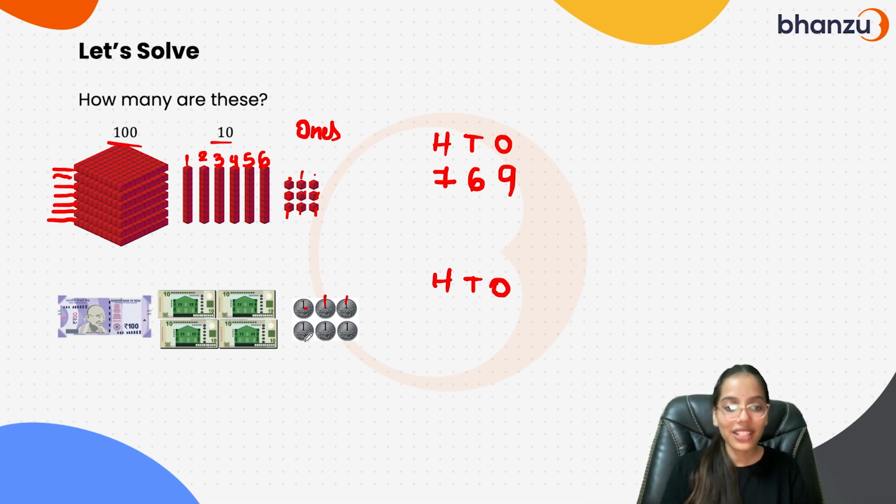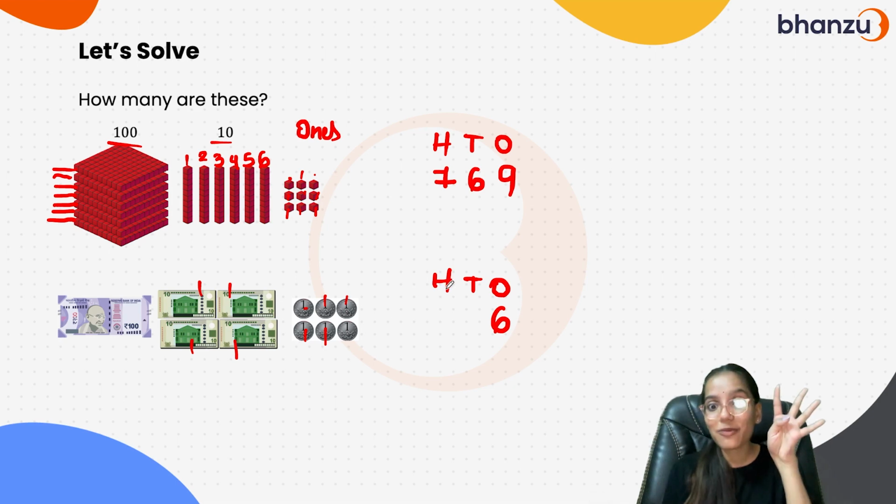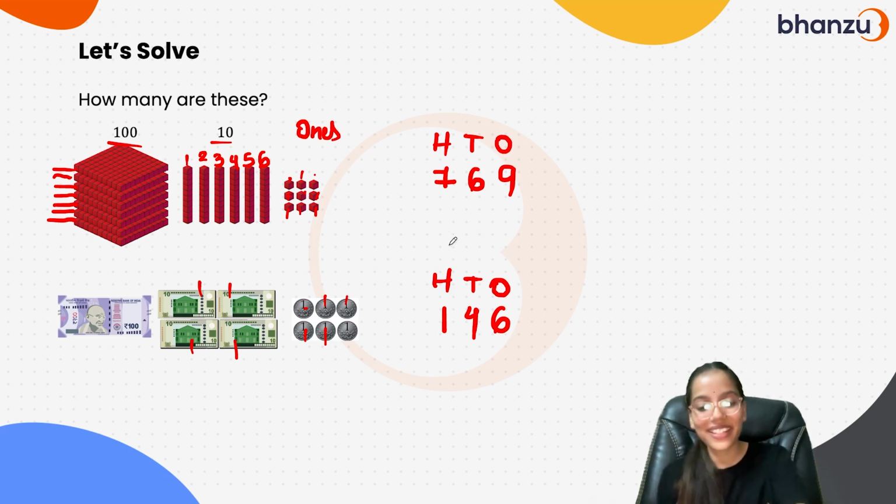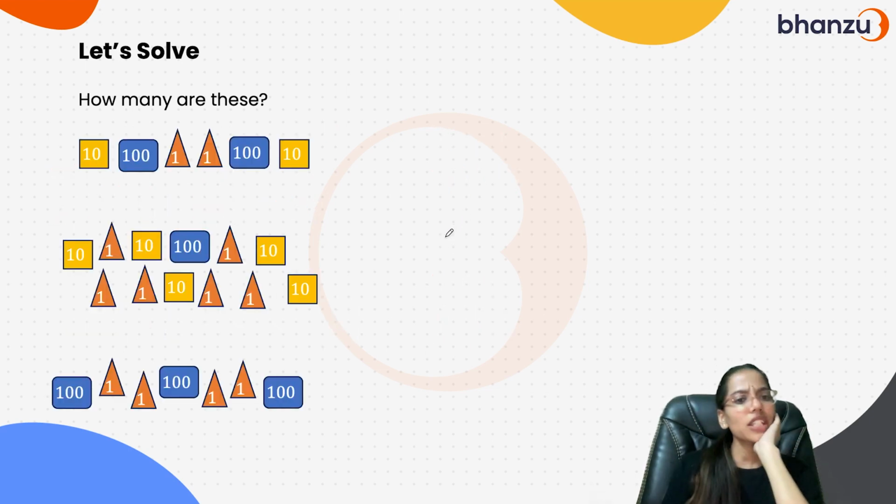How many 1 rupee coins do we have? 1, 2, 3, 4, 5, 6. We have 6 1 rupee coins. And how many 10 rupee notes we have? 1, 2, 3, 4. We have 4 10 rupee notes. So we write 4 in the tens place. And how many 100 rupee notes do we have? Only 1. So 100 rupee note is 100 rupees. Correct? So the number is 146. So in total, we have 146 rupees. Got it? Very good.